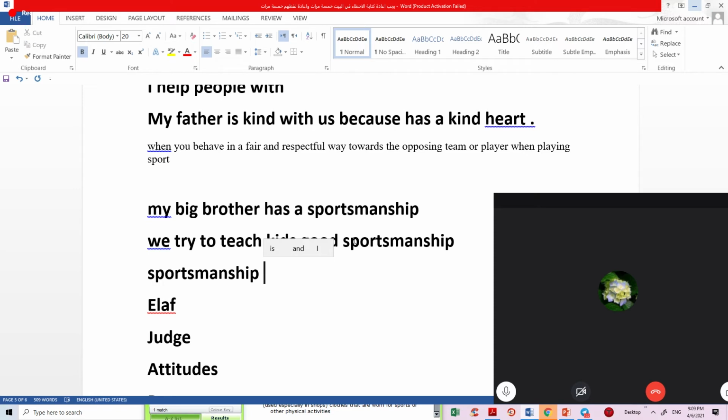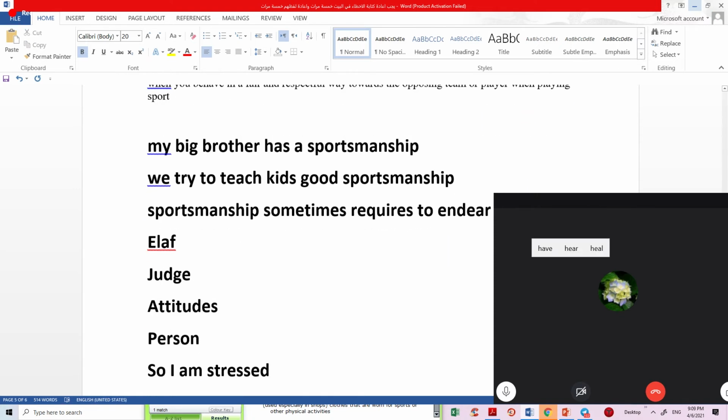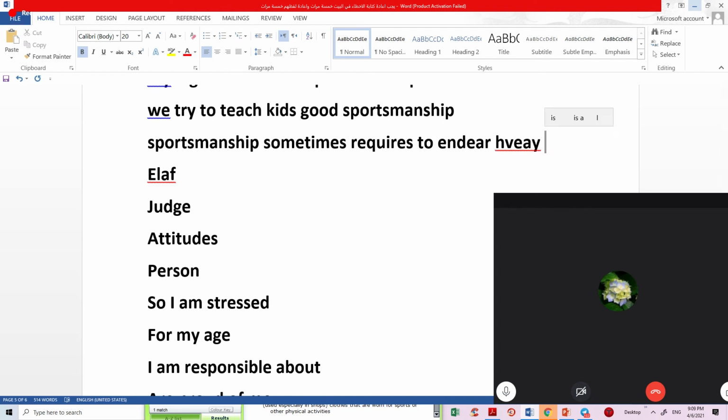Sportsmanship sometimes requires, تطلب, requires, تطلب. To undertake, to endure. Endure means يتحمل. Endure means يتحمل, or undertake يتحمل. Okay. Heavy what? Heavy jokes? Okay. Yes, we can say heavy jokes. Yes, thank you very much.